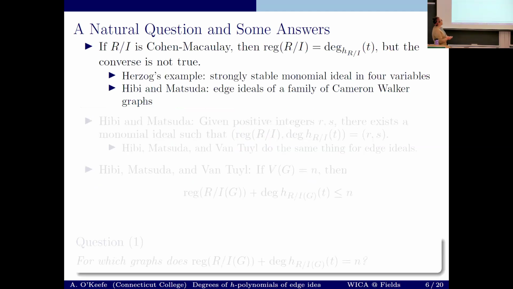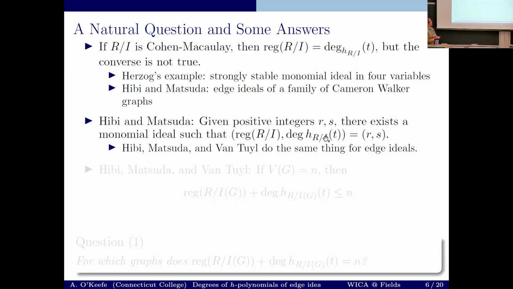So, some answers. We know that if R mod I is Cohen-Macaulay, then the regularity is equal to the degree. The converse is not true. Herzog gave a strongly stable monomial ideal in 4 variables, and Hibi and Matsuda in 2018 gave a family of these Cameron-Walker graphs, which I'm going to define later, and the edge ideals of those. They all have regularity equal to degree, but are not Cohen-Macaulay.